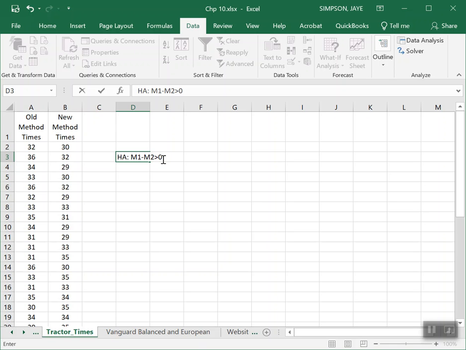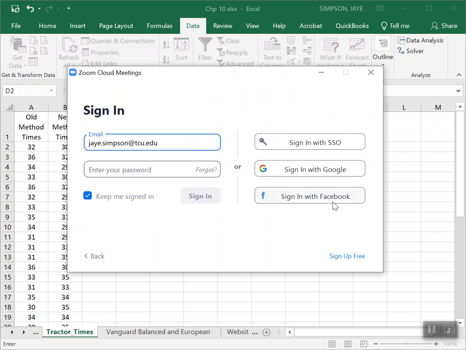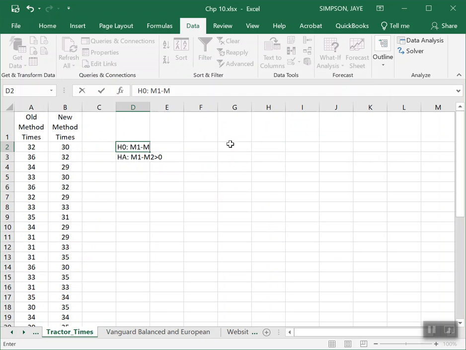I knew it didn't sound right because I think that the old times are longer than the new times. So I'm testing that mean 1 minus M2, so the larger number comes first in this case, would be greater than 0. So that means my null hypothesis is that mean 1 minus mean 2 is less than or equal to 0. Remember, your null is always the opposite of your alternative hypothesis. All right, so let's jump down here and run the data.